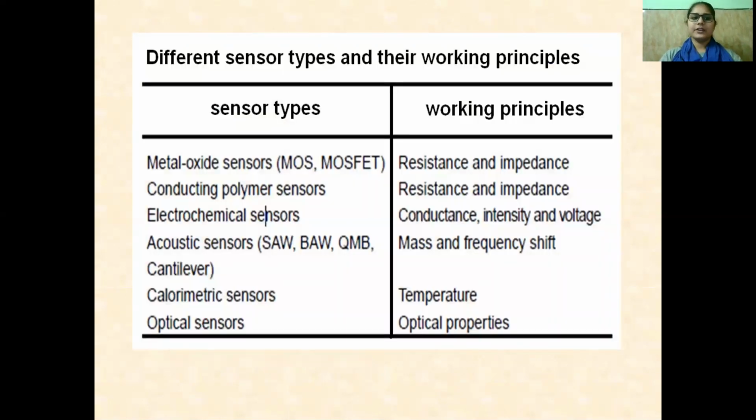So there are different sensor types and their working principles. Metal oxide sensors basically work on the resistance and impedance principle, and conducting polymer sensors have the same principle as MOS, resistance and impedance. Next we have the electrochemical sensors. Their working principle is conductance, intensity, and voltage. Acoustic sensors work on mass and frequency shift. Calorimetric sensors work on temperature. And for optical sensors, optical properties are the working principle.